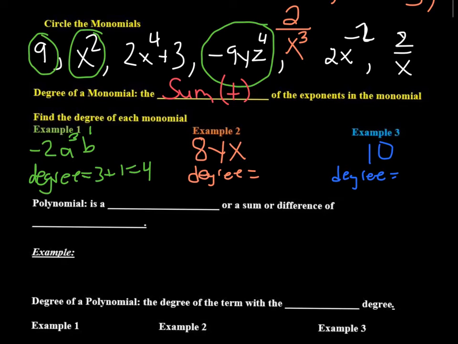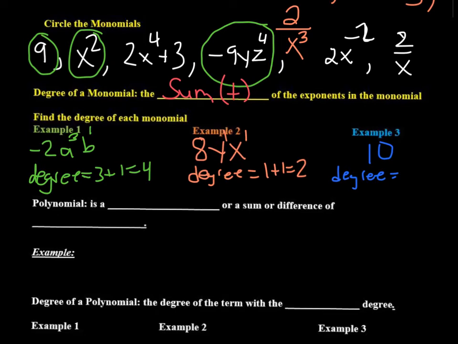Alright, welcome back. So example 2, you should have seen that y and x don't have a power, or it's not written, so we know that it's a 1 on top. So the degree for 8yx would be 1 plus 1, which equals 2. So the degree for 8y to the 1st power, x to the 1st power, is 2.